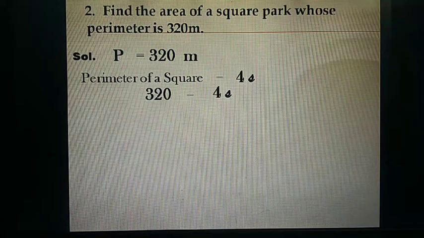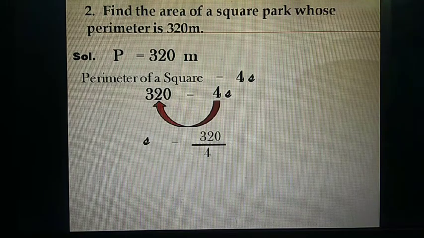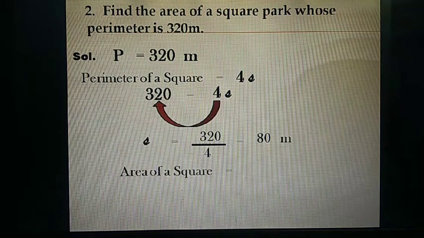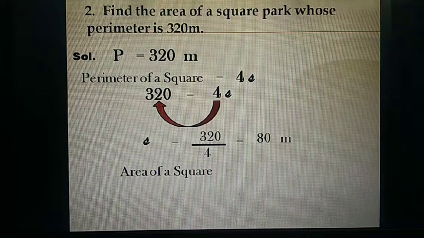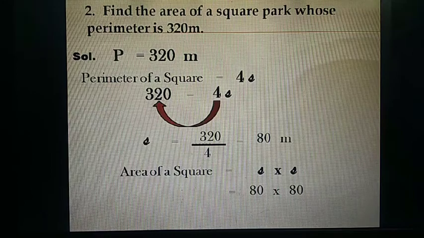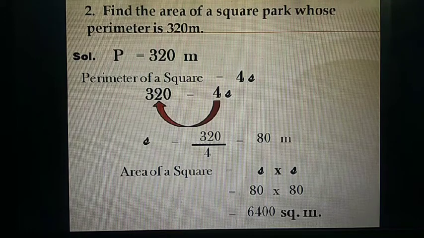As we are supposed to find value of s, shift this 4 to the other side and we will get s as 320 upon 4. Divide them and you will get the answer as 80 meter. This is the value of side which you can use further to find the value of area. Area of a square means side into side. Putting the value of side here, you will get 80 into 80. Yes, 8 8s are 64, 00. It's again area, so the unit will be square meter.